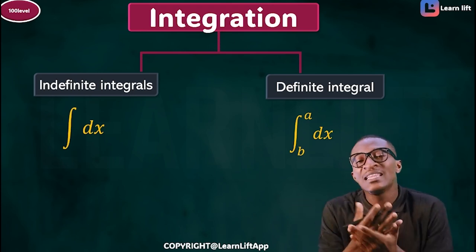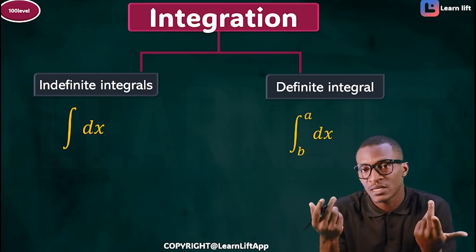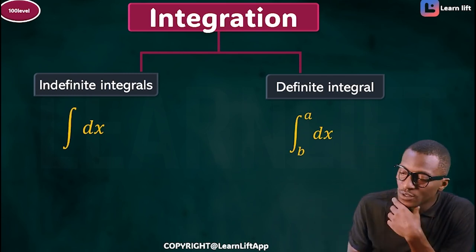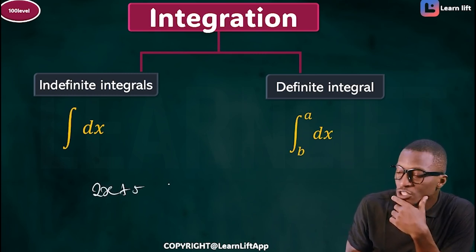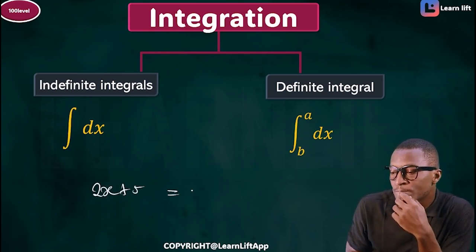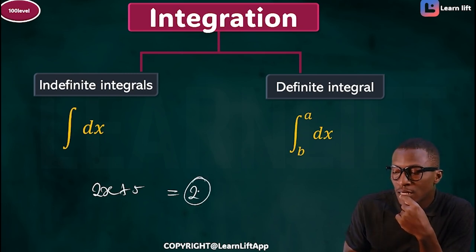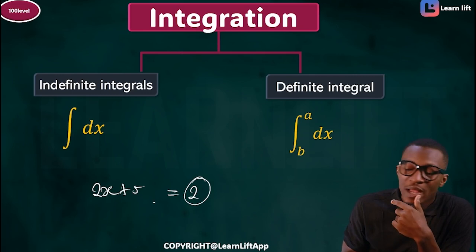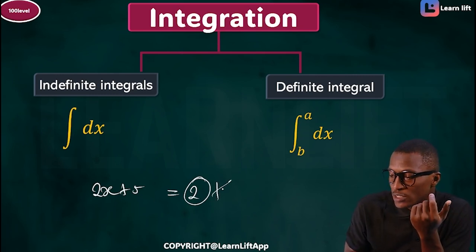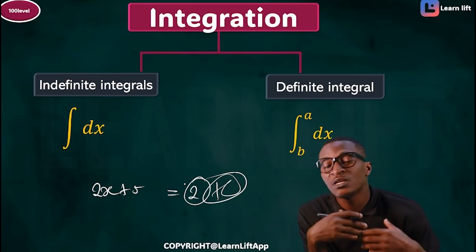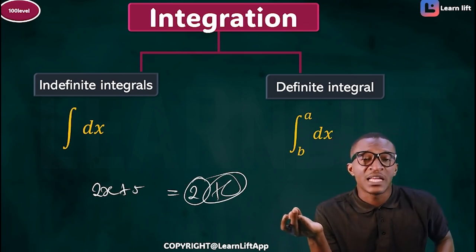Are you with me? Anytime we differentiate, we always have a constant. Let's say, for example, we have 2x plus 5. If you differentiate this, what are you going to have? You're going to have 2, right? Now, if I want to get back my answer, I'll get back this 2x, but I can't get this 5. So when I'm integrating, I'm going to put plus a constant. I'm just telling you, so you always add a constant to it. We're going to talk about that.